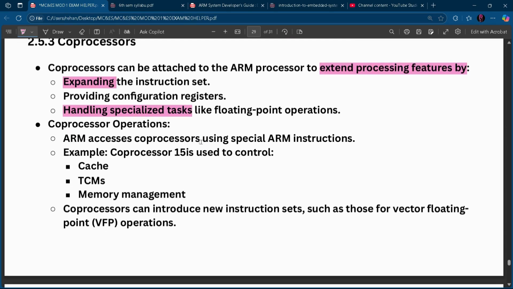Coprocessor operations: the ARM accesses coprocessors using specialized ARM instructions. For example, coprocessor 15 is used to control cache, TCM, and memory management. They can introduce new instruction sets, such as those for vector floating point (VFP) operations.